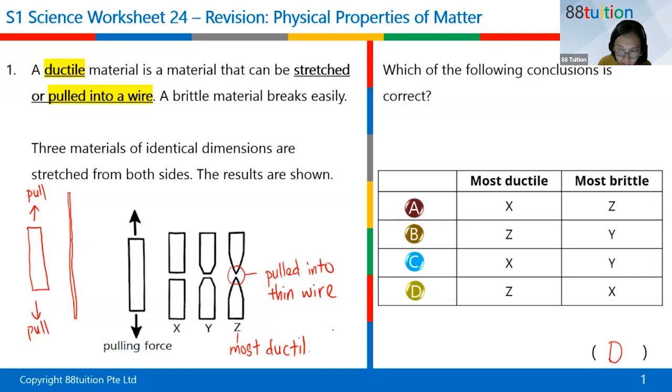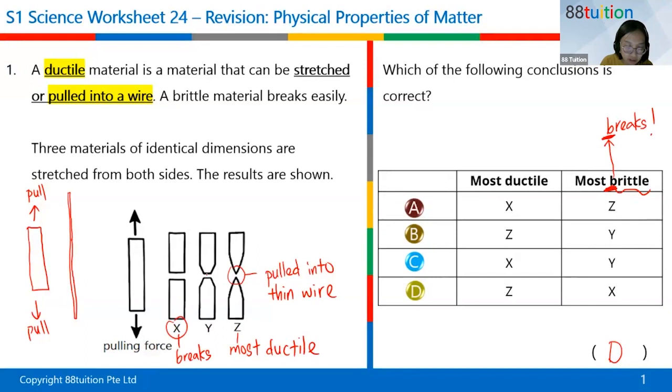Then the one that is most brittle starts with B, it reminds you of brick. Okay, also let's start with letter B and B. So this one will break easily.